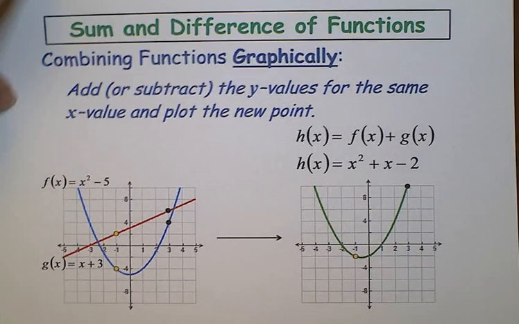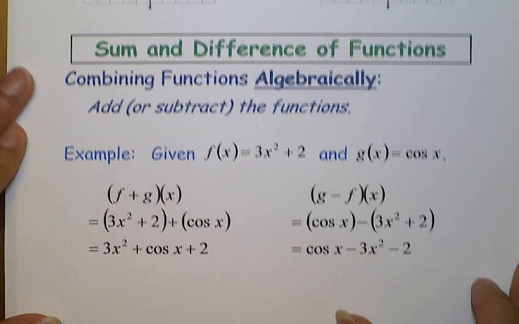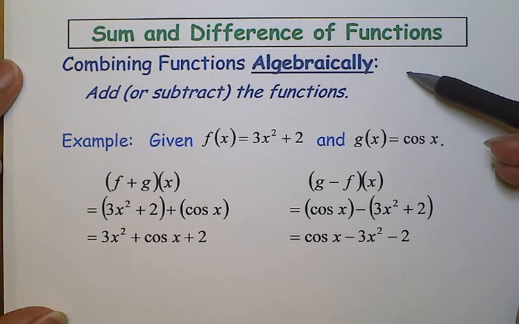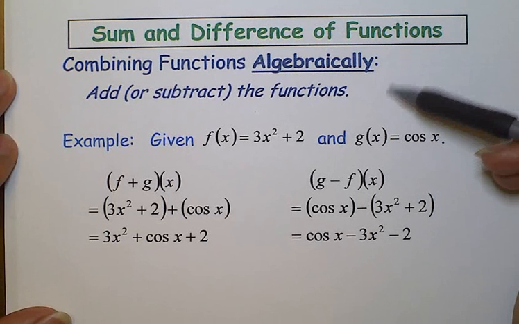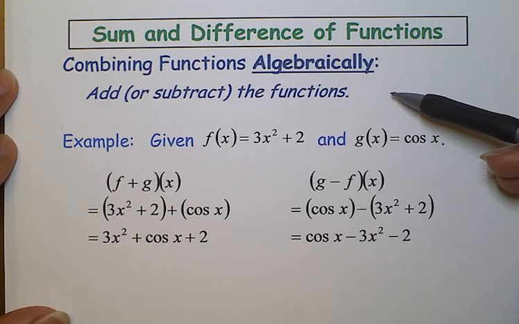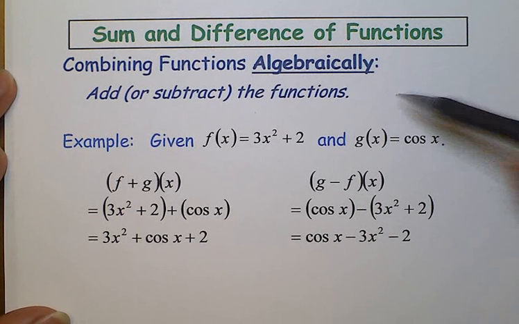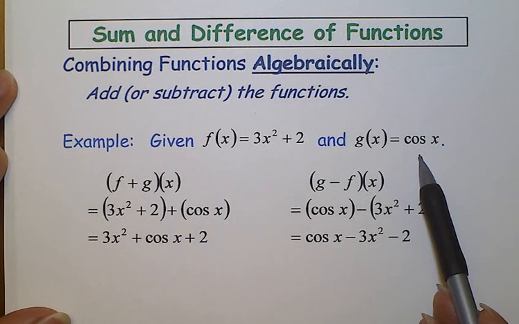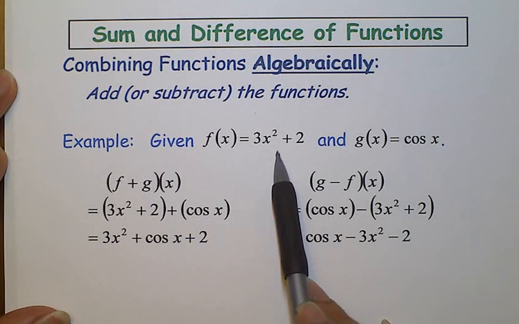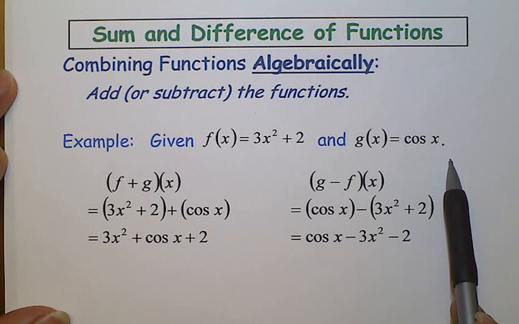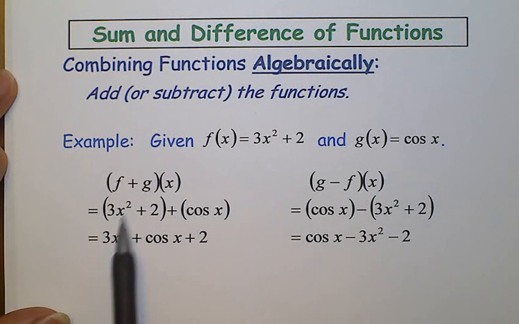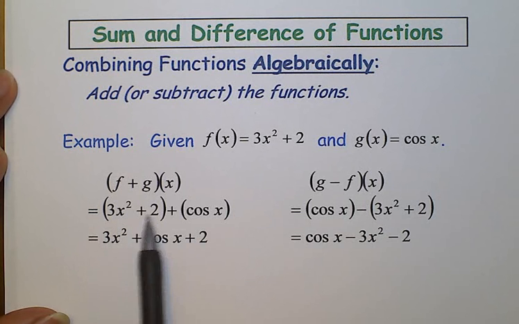Okay, combining functions algebraically. Now this is similar to what you saw in the warm-up. So if you're combining functions algebraically, all you really need to do is add or subtract the functions, depending on whatever the operation is that was provided. So for example, if you're given f of x equals 3x squared plus 2, and g of x equals the cosine function, so combining a quadratic and a trig function together. If it says f plus g of x, what that means is you're adding the two functions together. And so here you'll see that the first function is being added to the second function.